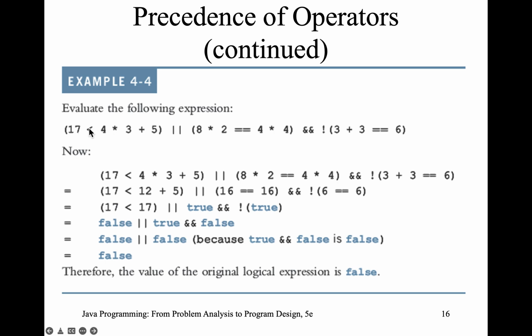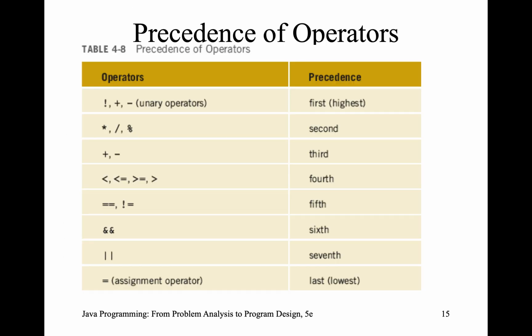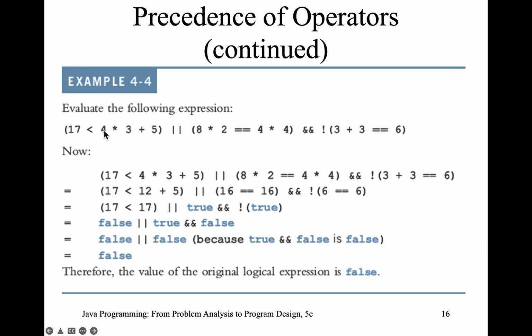And within this, we have a less than sign and we have a multiplication sign. So what happens first? Should we say 17 less than 4, or should we multiply 4 times 3? Well, looking back, multiplication, all these three have to happen before you compare. Addition has to happen before we compare. So multiplication comes before addition. So we have to say 4 times 3 is 12. 12 plus 5 is 17. Is 17 less than 17? So this is a false statement here. This is false.